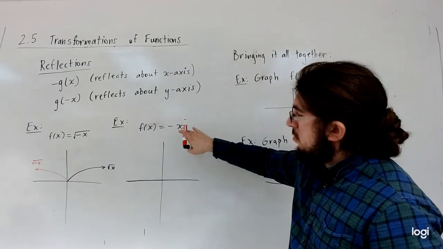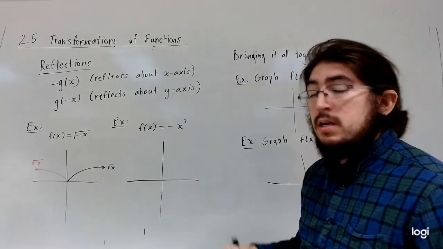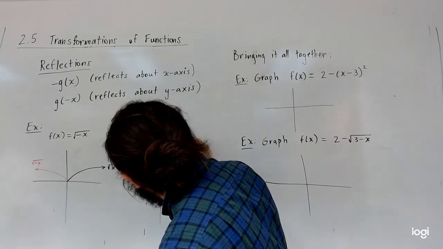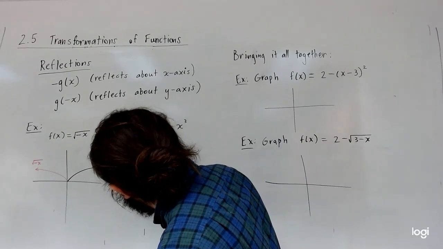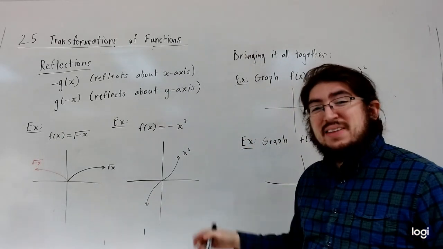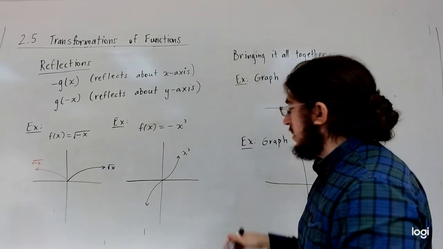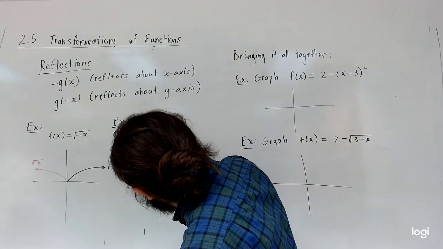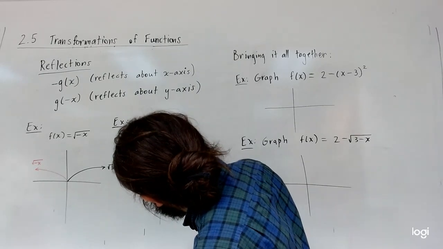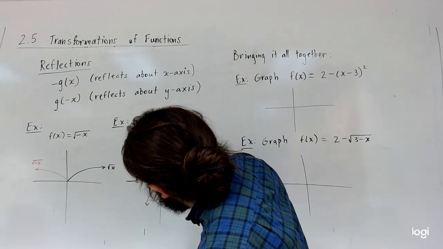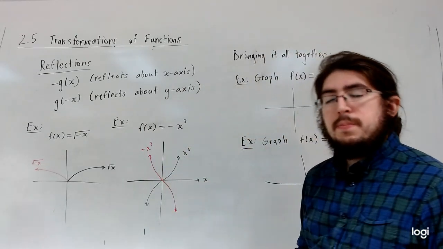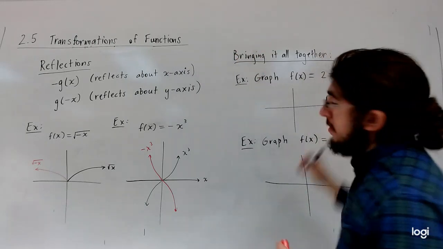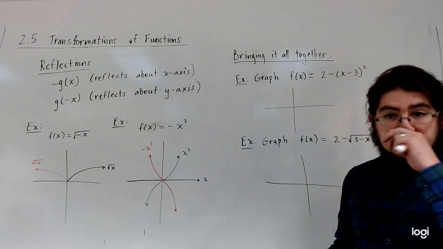So now moving on, f of x equals negative x cubed. X cubed, if you remember, looks like this. Okay, very good. Negative x cubed is grabbing this whole thing and flipping it across the x-axis. So that'll look like this. So this is the graph of negative x cubed. Okay. Now what we're going to try to do is attempt to bring it all together by applying all of the transformations that we've seen.